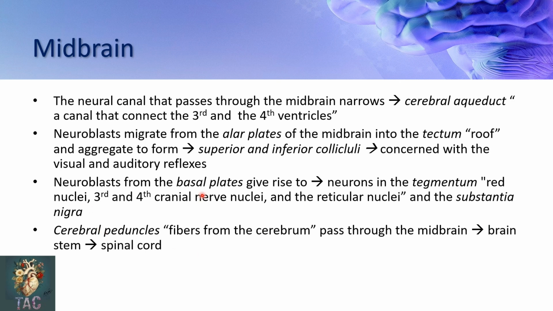Neuroblasts from the basal plates give rise to neurons in the tegmentum, that is the red nucleus, and the third and fourth cranial nerve nuclei. The reticular formation and substantia nigra are also considered to be derived from the basal plate. The cerebral peduncles are fibers from the cerebrum passing through the midbrain, brainstem, and into the spinal cord.